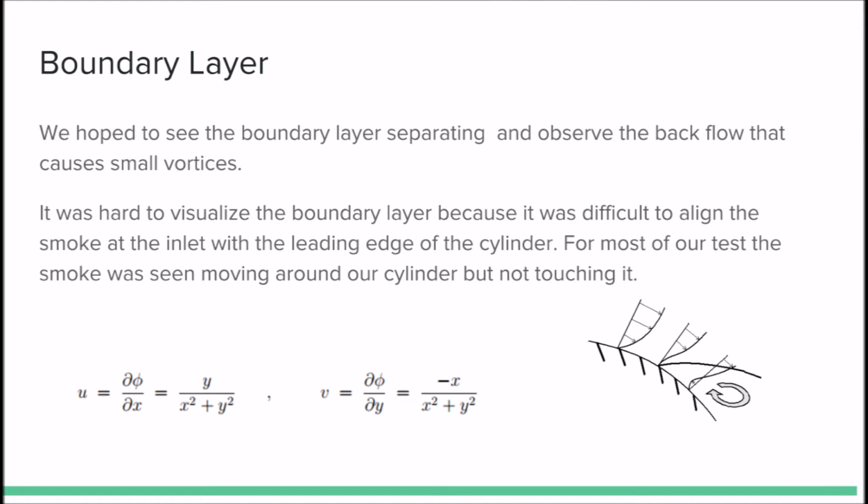We hoped to see the boundary layer separating and observe the backflow that causes small vortices. It was hard to visualize the boundary layer because it was difficult to align the smoke at the inlet with the leading edge of the cylinder. For most of our tests, the smoke was seen moving around the cylinder, but not touching it.